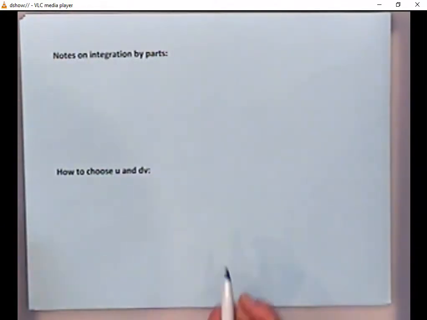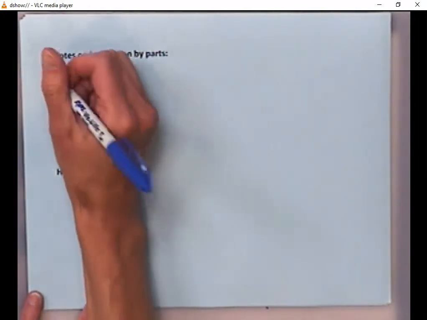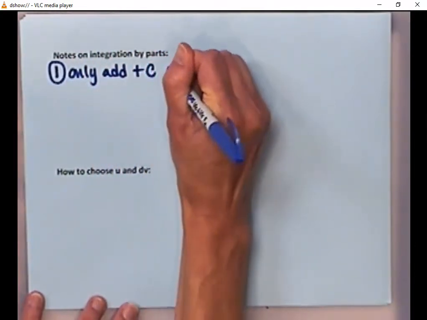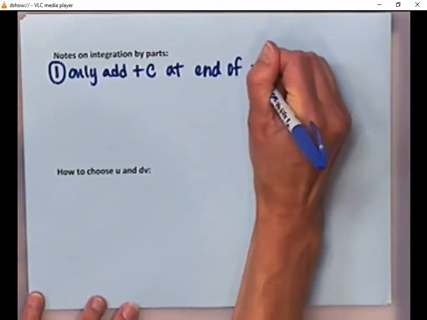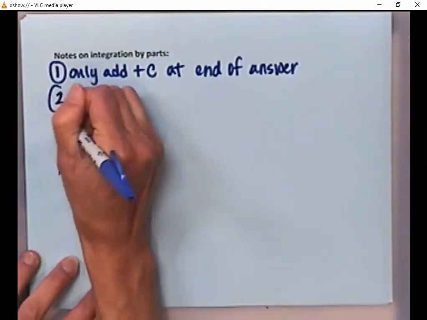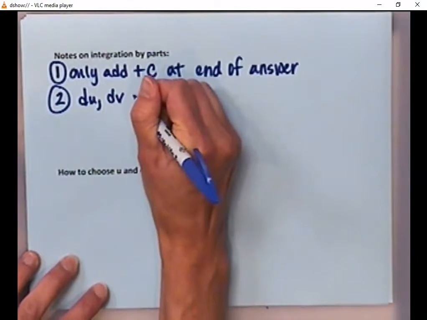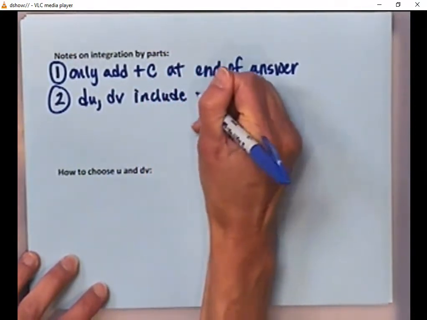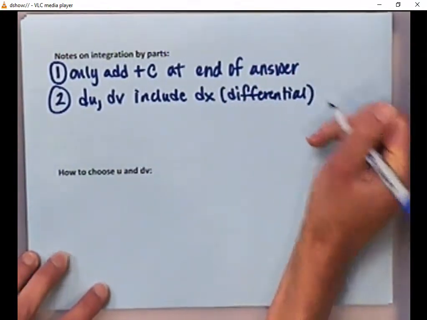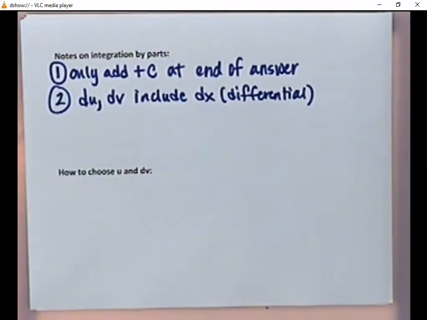So let's make a couple notes about integration by parts. Number one, you only need to add that plus C at the end of your answer. So that was a good question that Joel asked. You really don't need it in any of the parts. You can just do it at the very end if it doesn't have limits anyway. When you use du and dv and set those up, they should always include the dx or the differential. I'm saying dx, but whatever the variable is, say w dw, those should include the differential dx or whatever it is according to the variable.